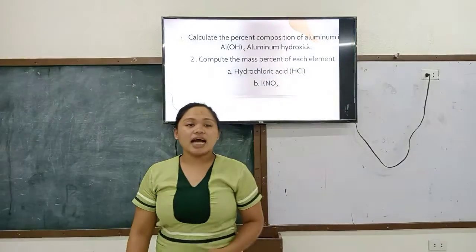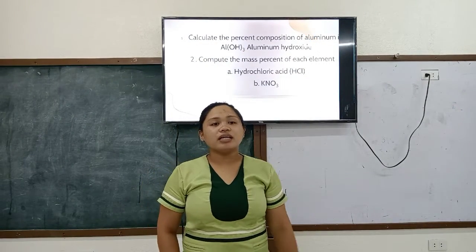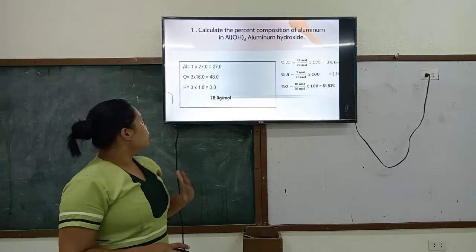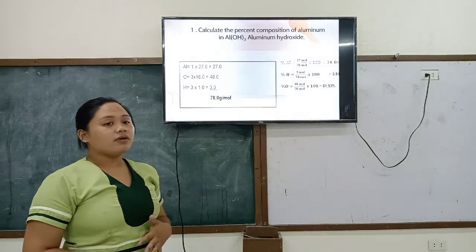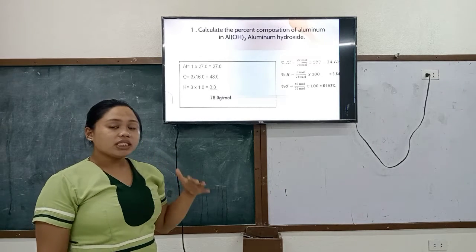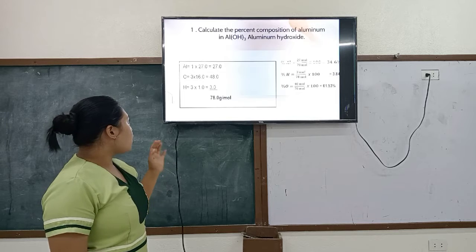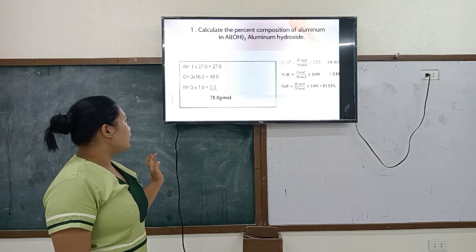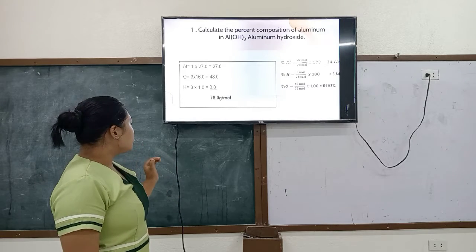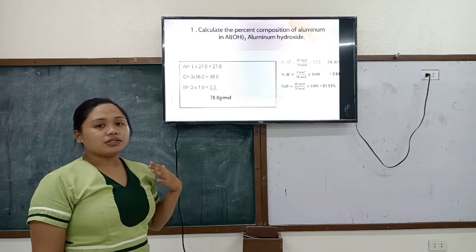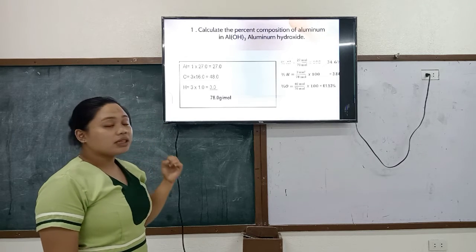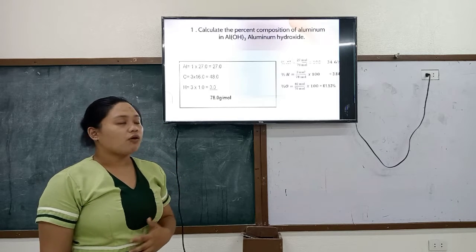Are all of you done, class? Okay, so let's answer together. So for number 1, aluminum equals 1 times 27.0. So of course, we have to multiply, so the answer is 27.0. And for oxygen, 3 times 16.0 equals 48. And for hydrogen, 3 times 1 equals 3.0. So we have to add them. So our answer is 78.0 grams per mole.